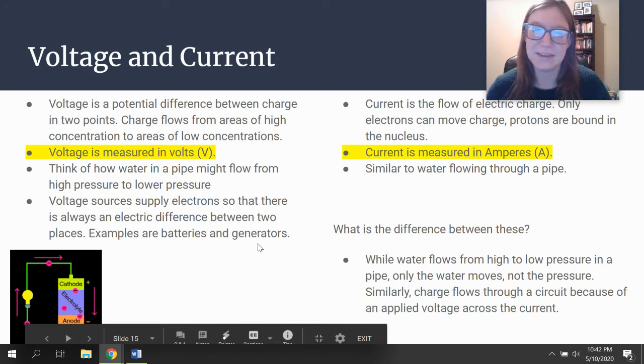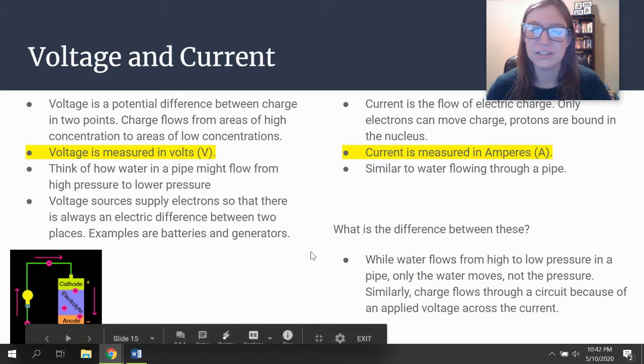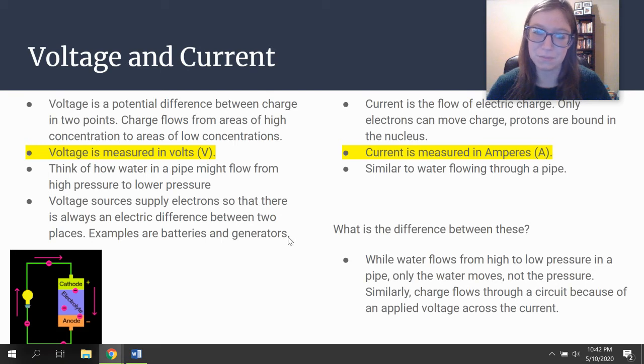Generators do the same thing, except where batteries use chemical energy to create this charge difference, generators use mechanical energy. Like if you got on a bicycle and had to power something, you would be a generator.